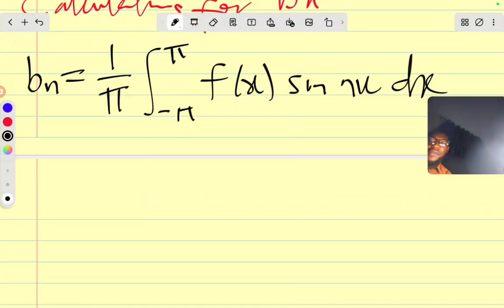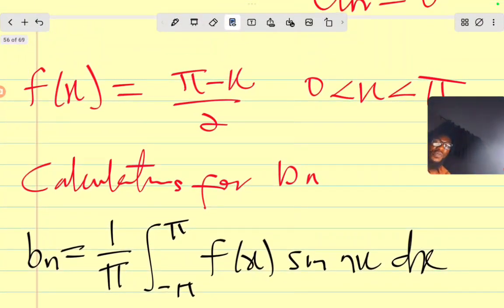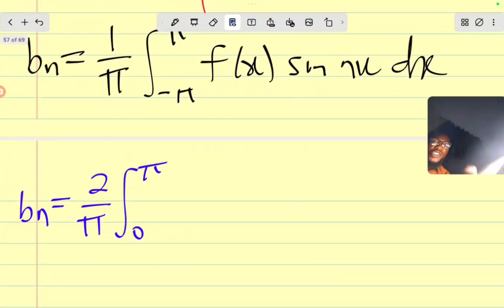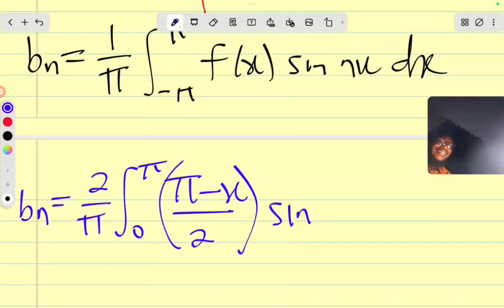So this Bn can be written as 2 over pi, the integral from 0 to pi. And the function that we have now that we are calculating is pi minus x over 2. So you have pi minus x over 2, then sine nx dx. So this is what we have right away now.